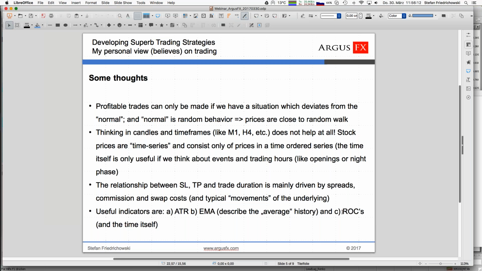are something okay. And of course, the time itself. Once again, only because of things like trading hours, opening of trading hours, or trading events, or night and daytime, because prices change, or the typical movements change for specific time scales or specific times of the day.